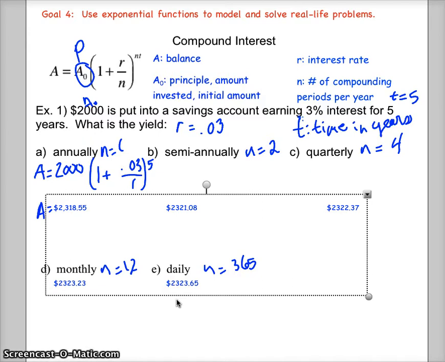You could have just typed a value incorrectly into your calculator, but the only difference in these remaining equations should be your value of n and your value of n times t. Now that you've checked and corrected, I want you to notice what's happening to the balance as we compound more frequently. When we compound annually to semi-annually, we increase by about $3. Semi-annually to quarterly, we increase by about $1. Quarterly to monthly, we increase a little less than $1. And monthly to daily, we increase by 42 cents.